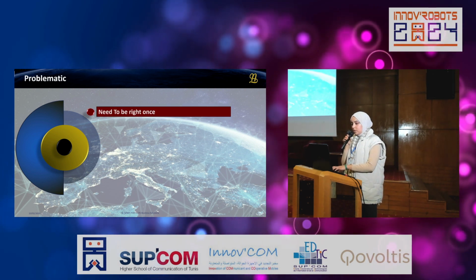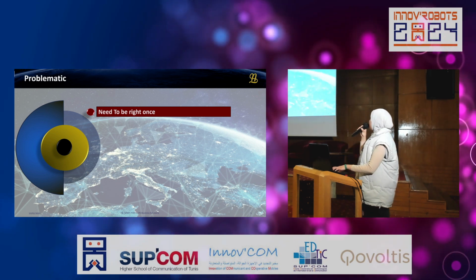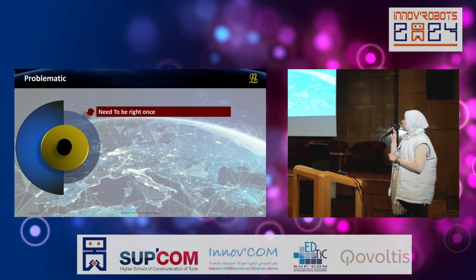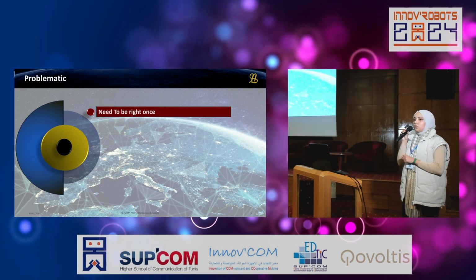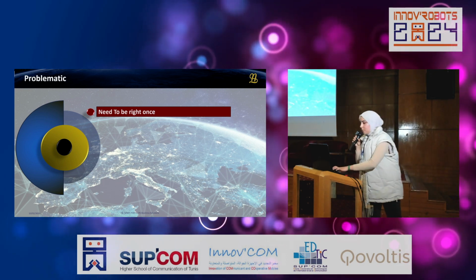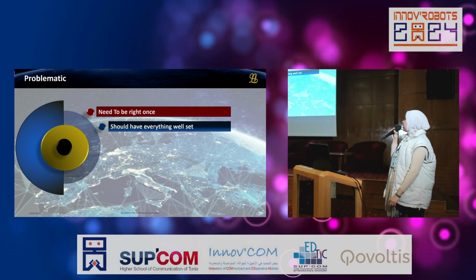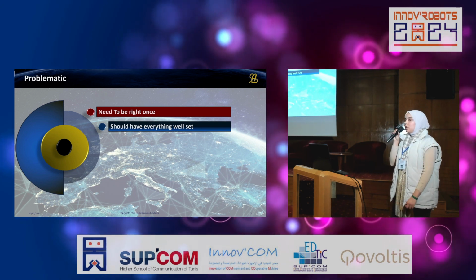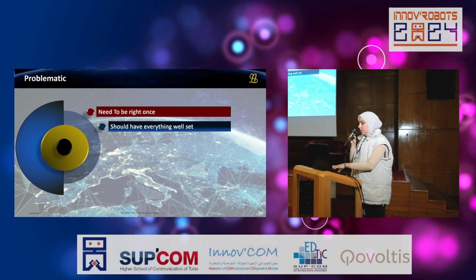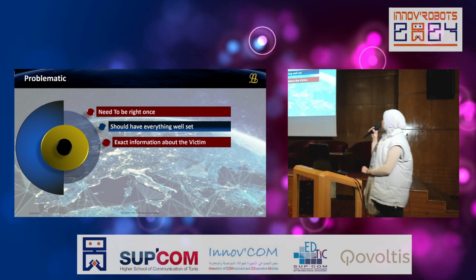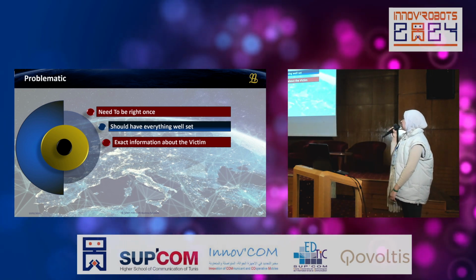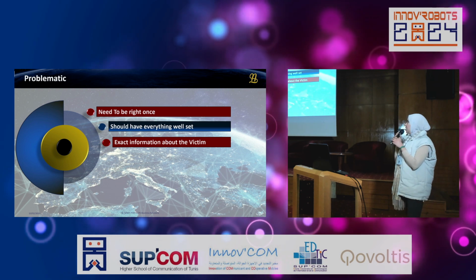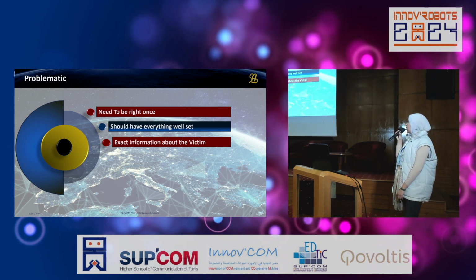To dive deeper into the problematic, the first point is that attackers need to be right only once. The attacker needs a one-shot success situation, so they only need to exploit one vulnerability. But the defenders should have everything well set. The defenders need to be right all the time, not only once, because they need to protect against all potential threat actors. The second point is that attackers have exact information about the victim. In reference to the MITRE ATT&CK framework, attackers have several techniques to do reconnaissance, infiltrate networks, and compromise systems.